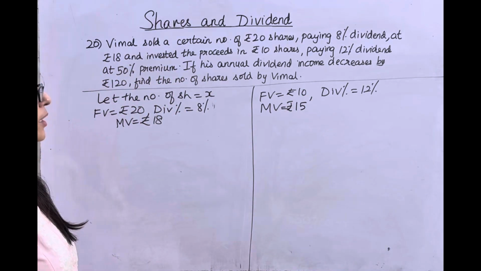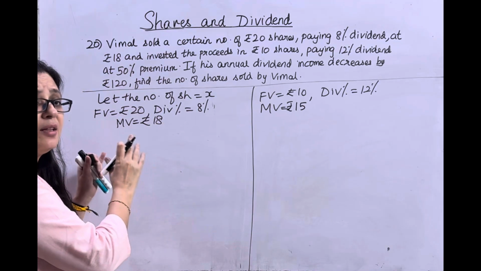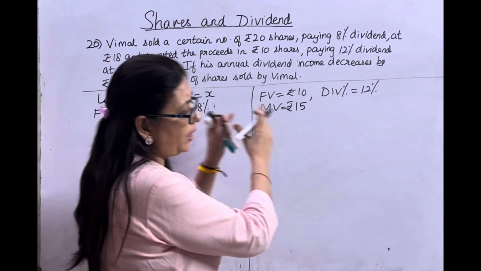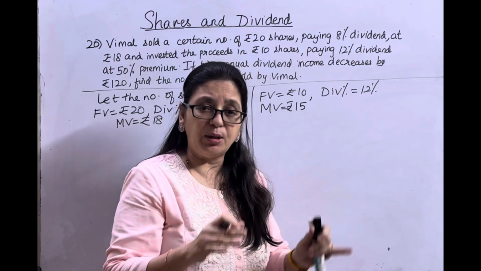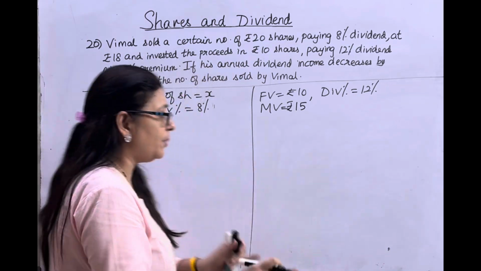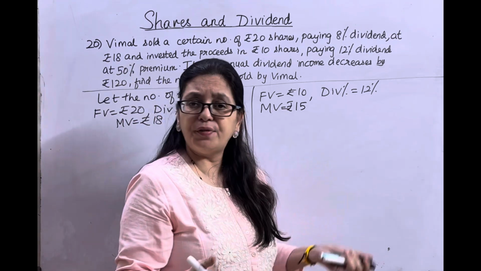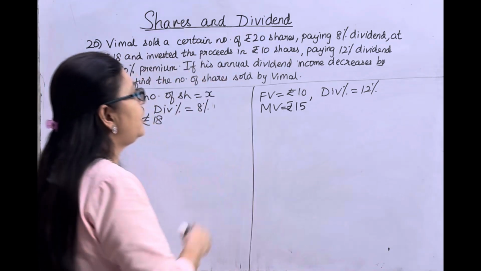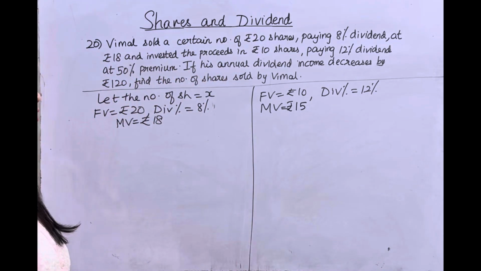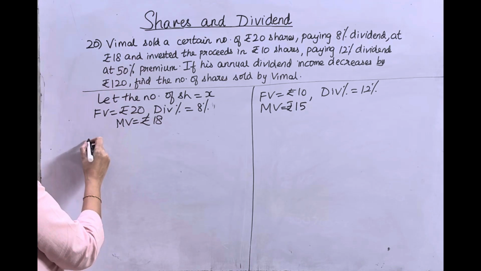If his annual income decreases by 120, that means initially the annual income was good and when he moved to the other company, his annual income decreases by 120 rupees. That means dividend 1 minus dividend 2, the difference should be 120, right? Let's do it. Find the number of shares sold by Vimal. Okay, first market value is given to you, face value is given to you, dividend percent. So first find the dividend.